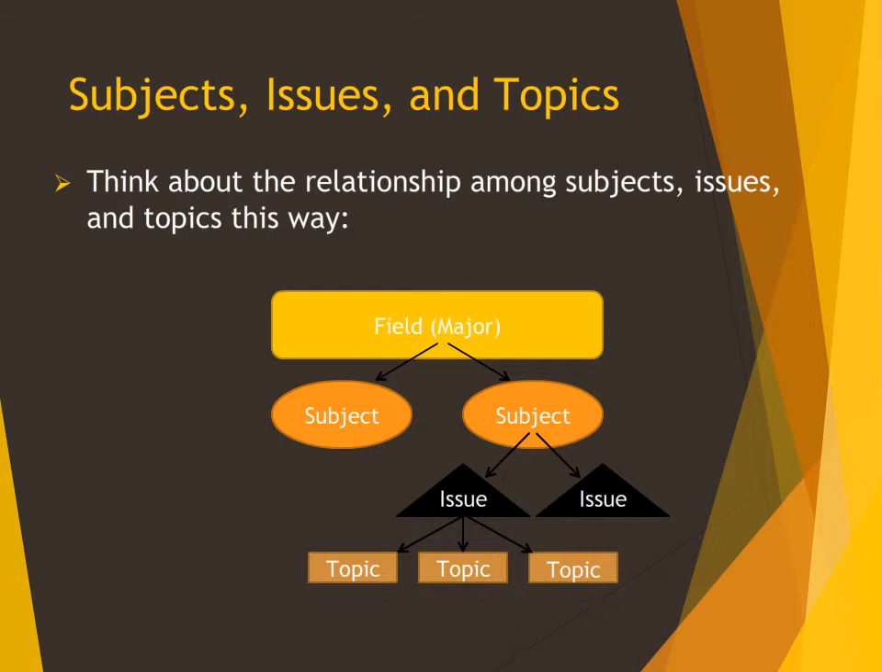What is the relationship among subjects, issues, and topics? Basically, if we consider field to be the largest category, or major, the next division within field would be subject. For the field of criminal justice, two subjects might be corrections and homeland security. These are broad categories that have whole journals, books, and even classes devoted to them. Subjects can be broken down into issues and topics.